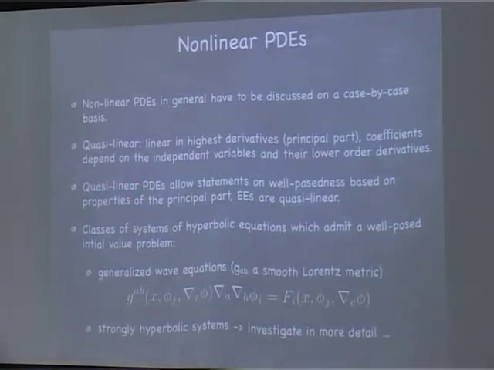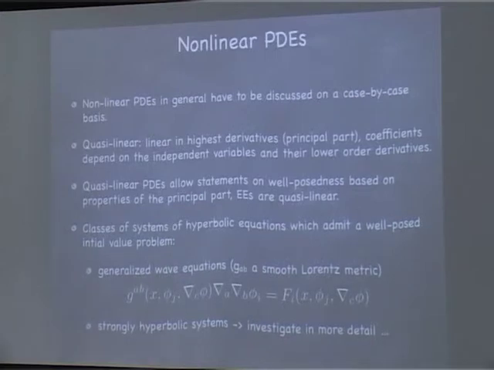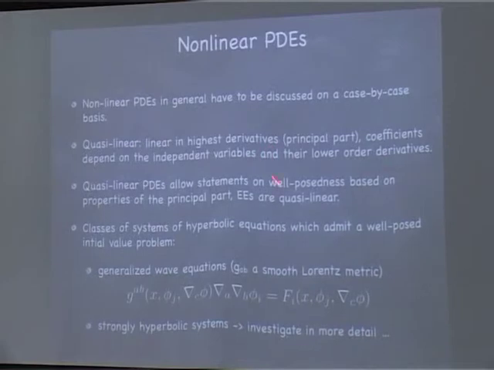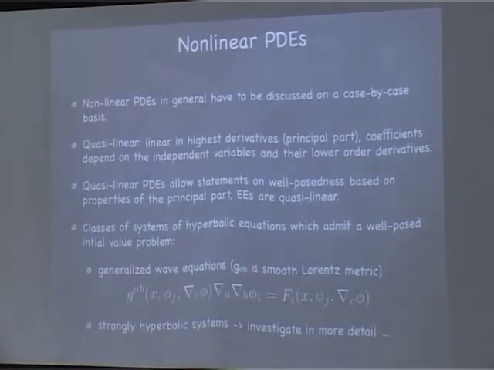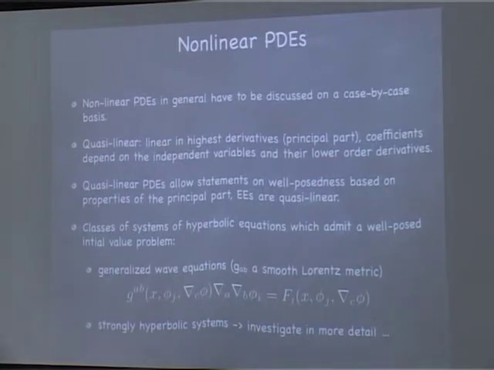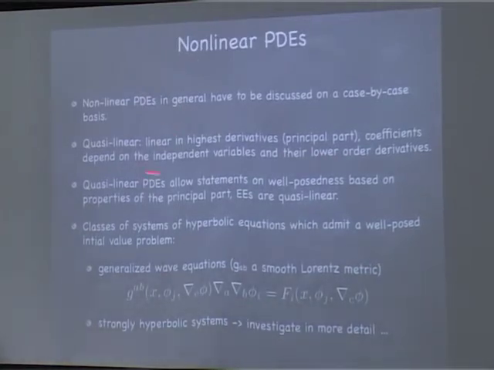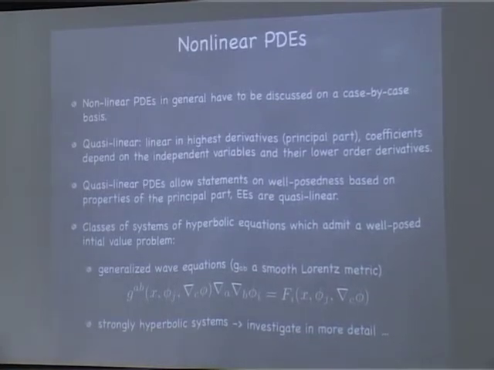But there is an interesting subcase, which are the quasi-linear partial differential equations, which are linear in the highest derivatives. The part of the partial differential equations which contains the highest derivatives is also what we call the principal part. This determines the basic character of the PDE. The coefficients of this principal part are allowed to depend on the independent variables and the lower order derivatives, but in the highest derivatives it has to be linear.